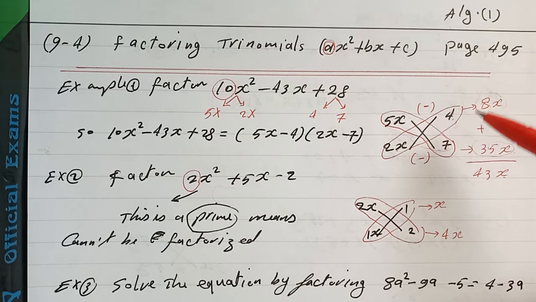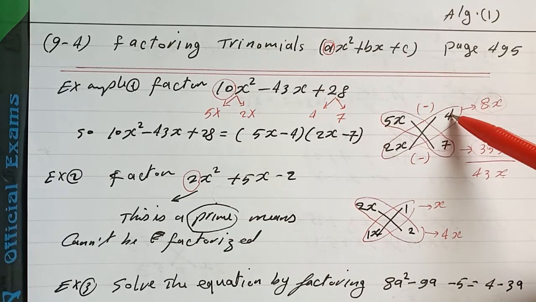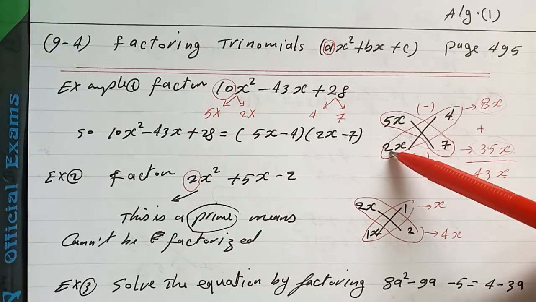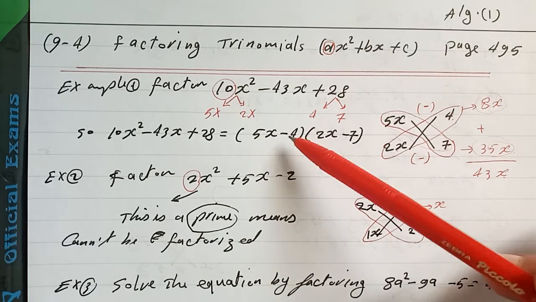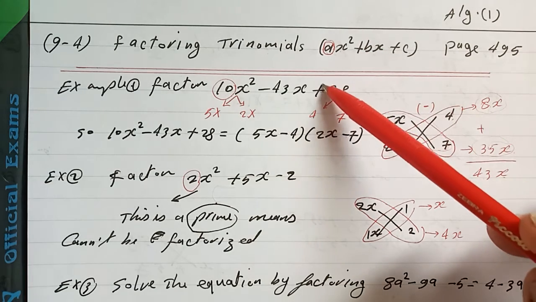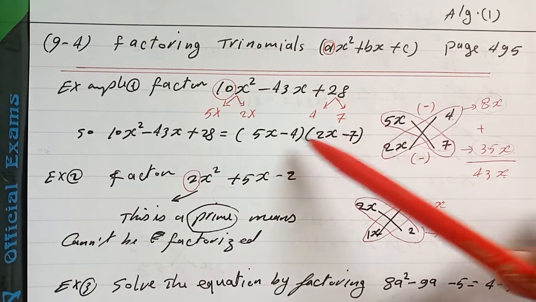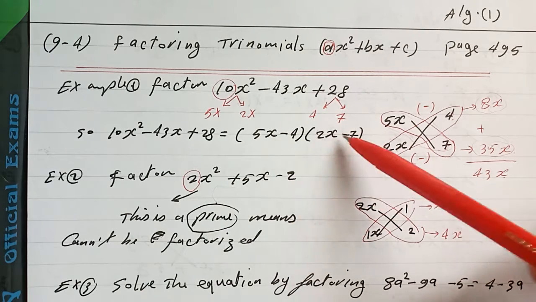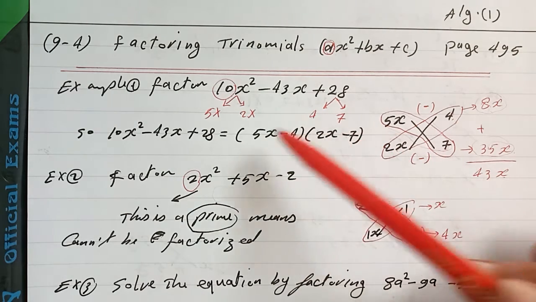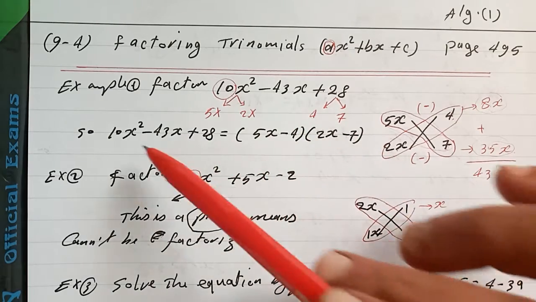Now, the first bracket will include 5x and 4, and the second bracket will include 2x and 7. But what about the signs? Look, if this is positive, the two brackets will have the same middle sign. This is the end of the factorization. If you want to make sure, multiply this by this, and by this, and by this. You will have this.